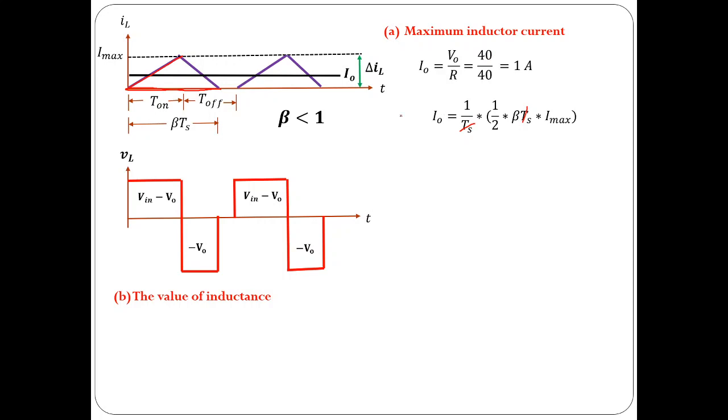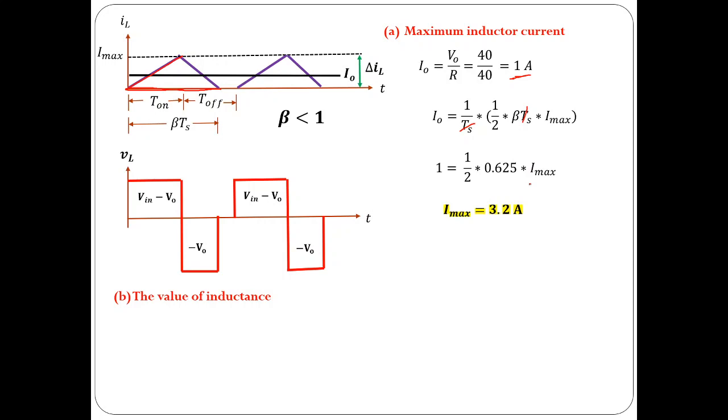Yes, I naught value according to formula I naught is equal to V naught by R, right? So output voltage by resistance value. Output voltage is 40, output resistance is 40. So 40 by 40 is 1 ampere. This is known to us. So use it. So 1 is equal to half into beta 0.625 into Imax, right? So use this formula and find out.